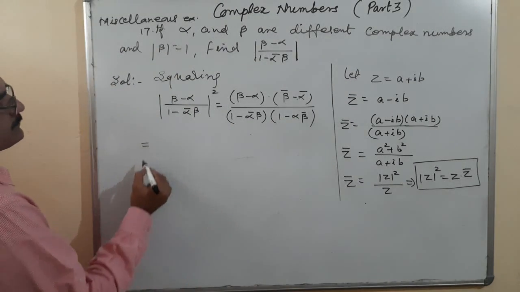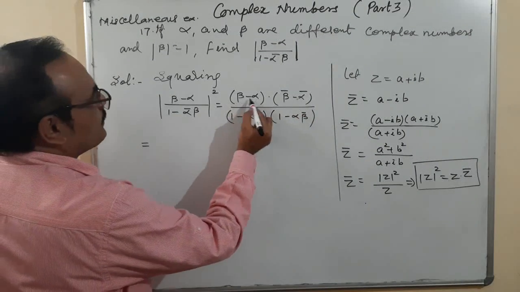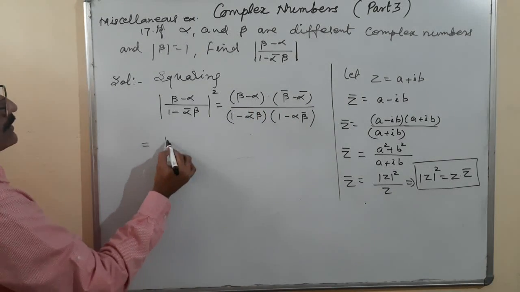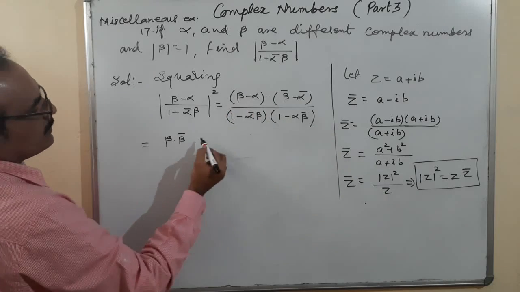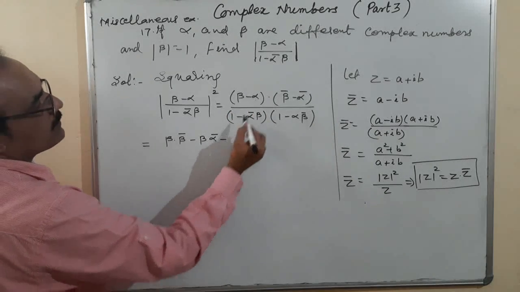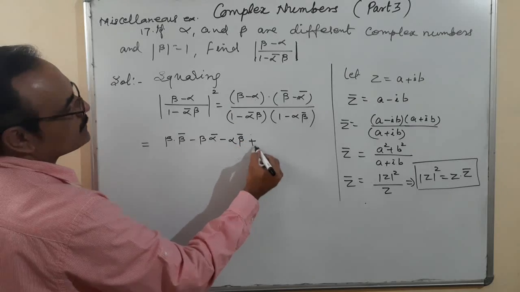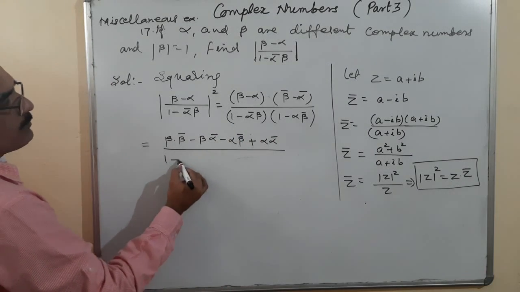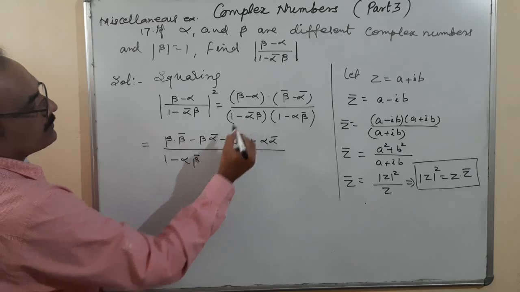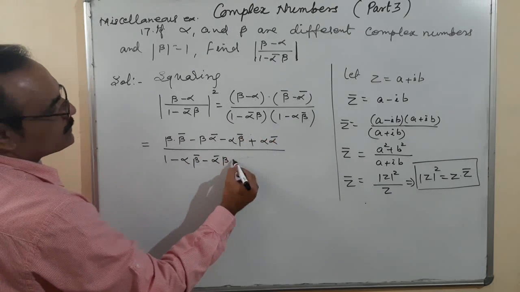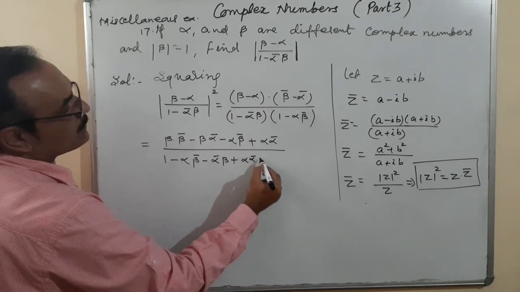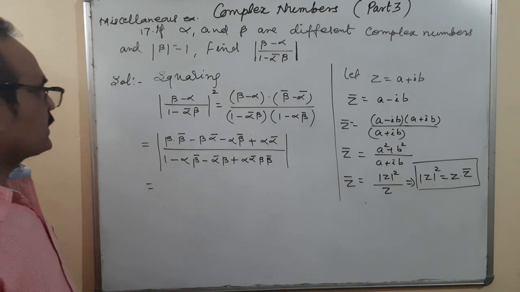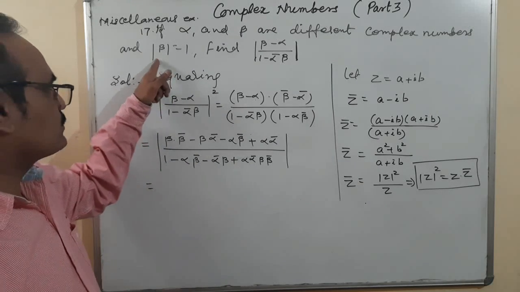After this, the terms are multiplied: beta minus alpha conjugate beta minus conjugate alpha. So when we are multiplying them, what happens? Beta conjugate minus beta alpha conjugate minus alpha beta conjugate plus alpha conjugate upon 1 minus alpha beta conjugate minus alpha conjugate beta plus alpha conjugate beta conjugate.